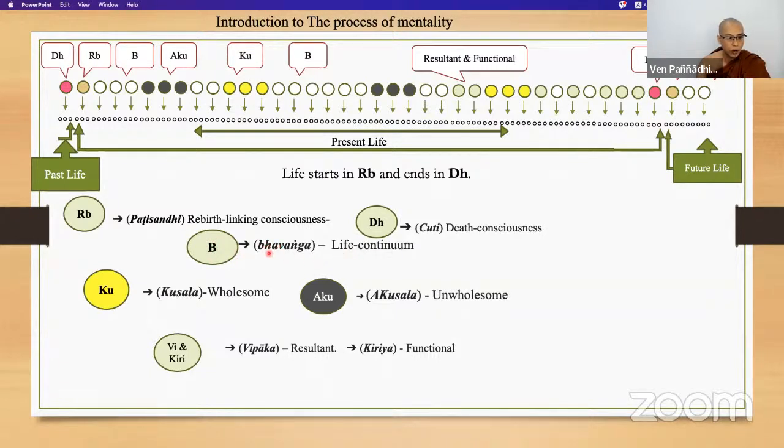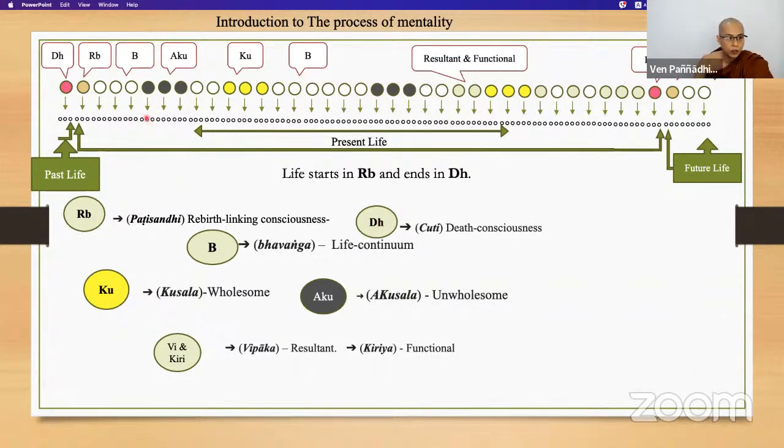Bhavanga is Bhava and Anga. Bhava is life. Anga is part. As a part of life, it repeats. So that's why these three, rebirth linking, death, and Bhavanga, are the same type in one life. So we were born with this type of consciousness. During life, it occurred as Bhavanga, and we die with the same consciousness.